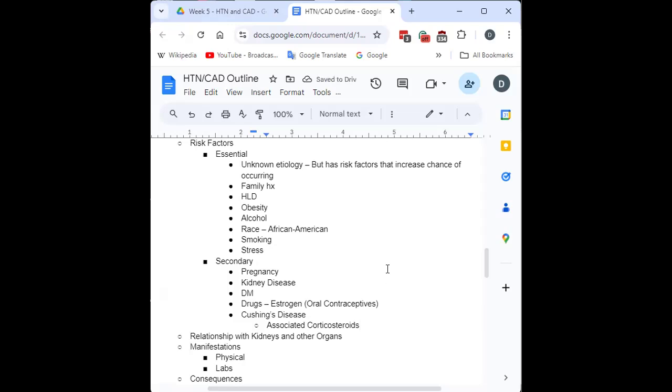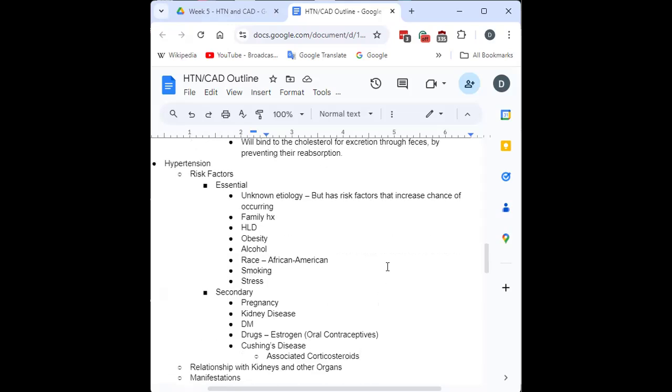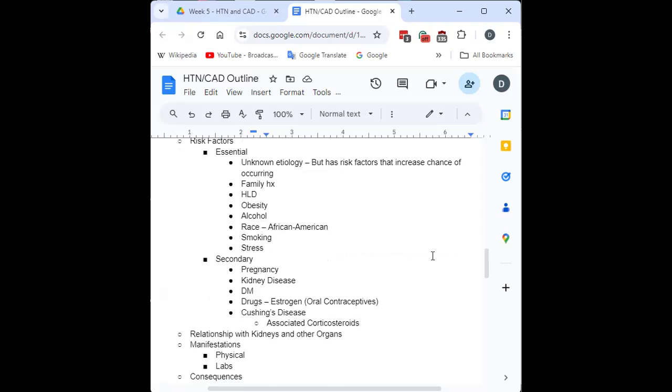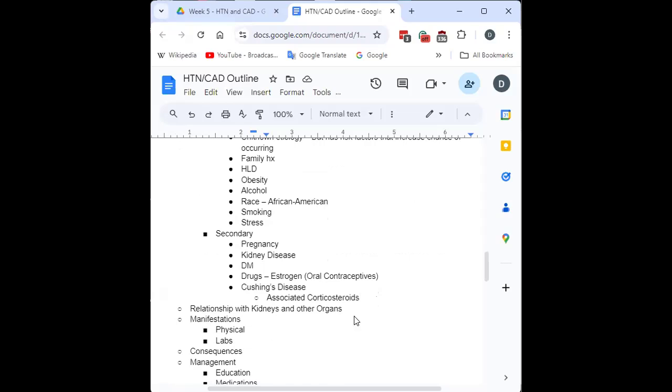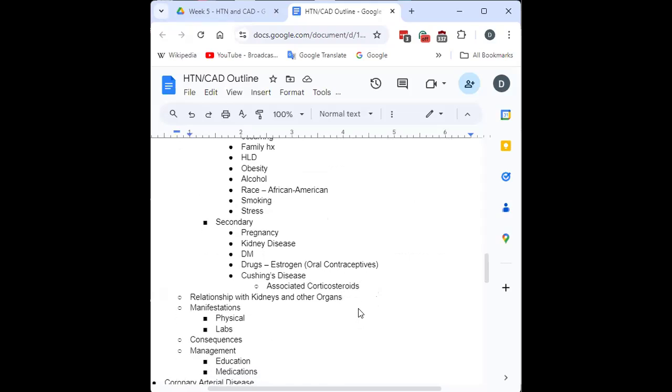Cool. Any questions so far on hypertension? I'm sure you guys see it a lot. And here I wrote a relationship with kidneys and other organs. So when you have hypertension, when thinking of perfusion, you always want to think about the kidneys.